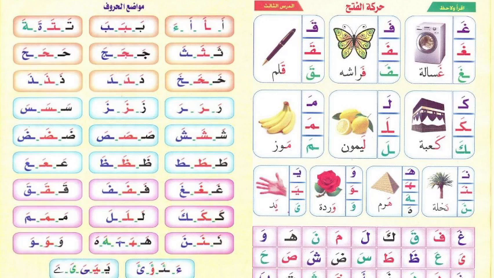Ghassala in Arabic means washing machine. Washing machine, that is ghassala. We have fa at the beginning, in the middle, and at the end. And we have farasha, that is butterfly. Farasha, butterfly. And after that we have qaf at the beginning, in the middle, and at the end. And we have qalam, that is pen.